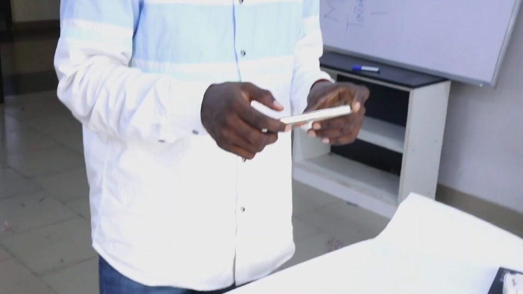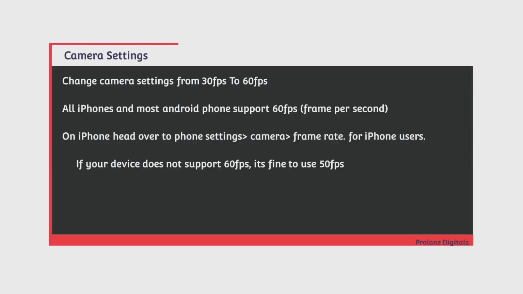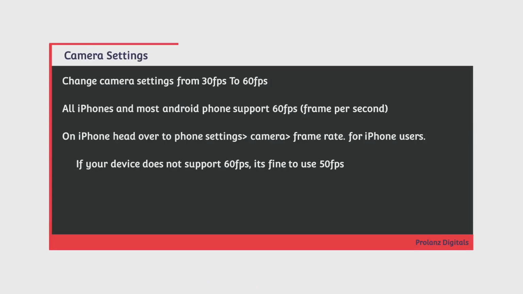Okay guys, the first thing you want to do when you pick up your phone is to change your camera settings. So head over to your camera settings and select frame rate and change your frame rate from 30 frames per second to 60 frames per second. For this kind of shoot, we'll need our camera to be set at 60 frames per second.